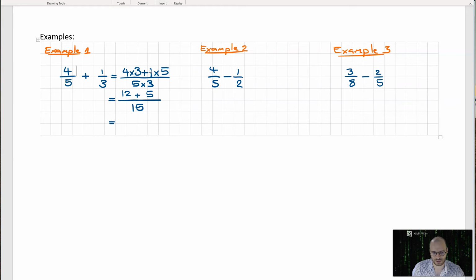Now I do the addition. 12 plus 5 is 17. Thus, my result is 17 all over 15. Nice and easy. Okay, example 2.